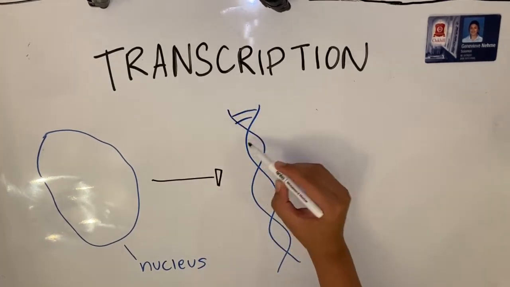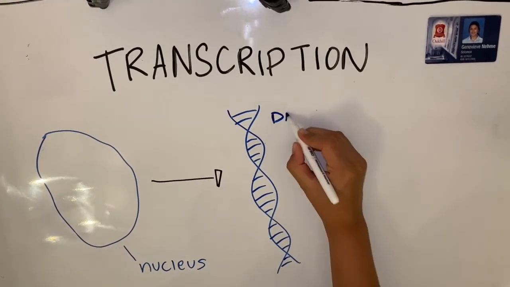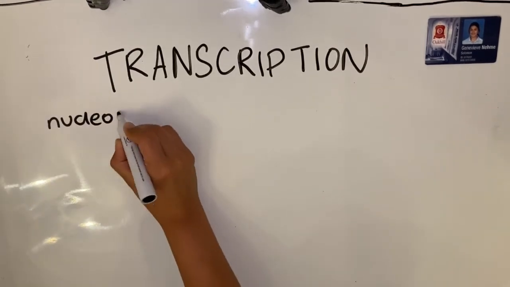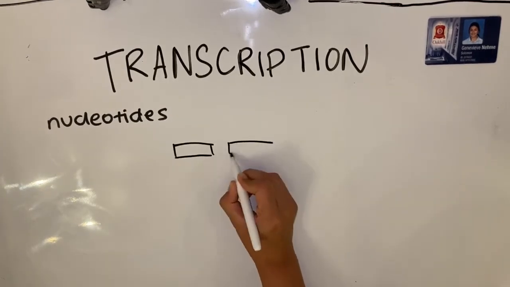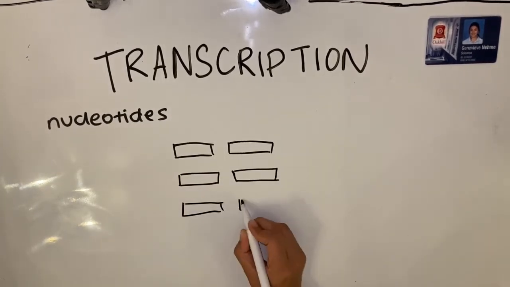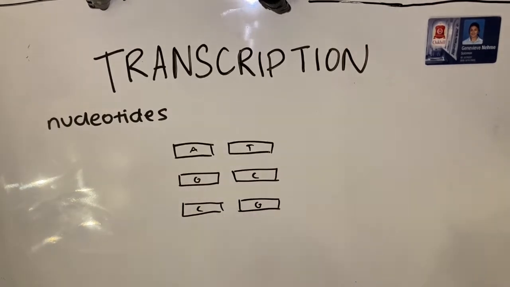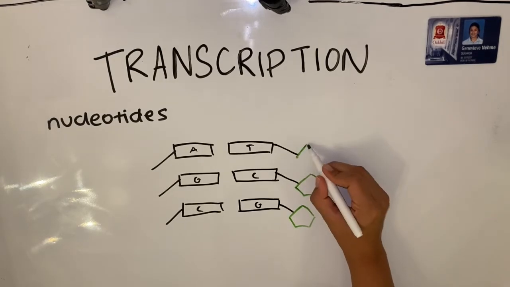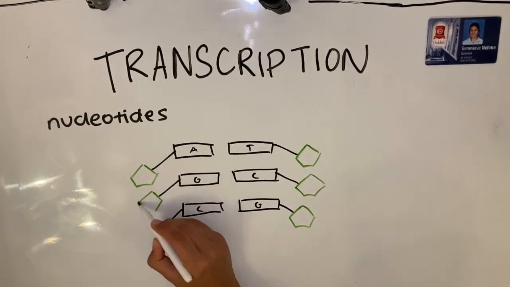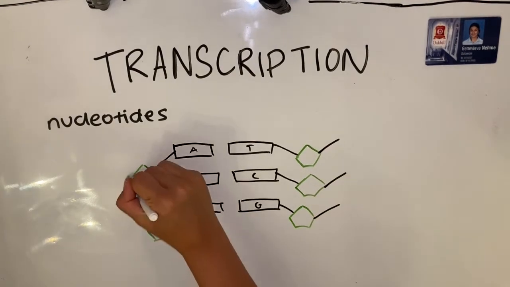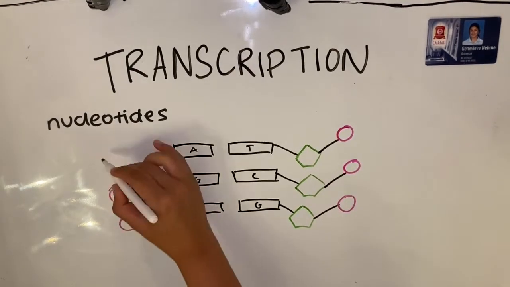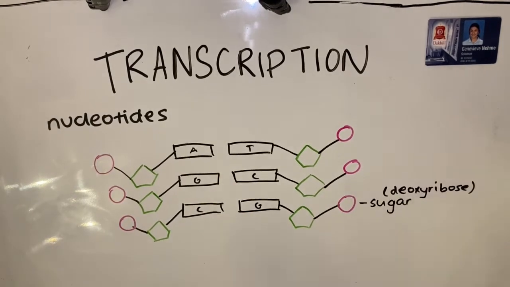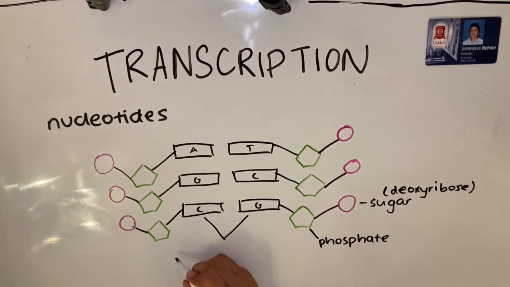Transcription begins in the nucleus, specifically the DNA, or deoxyribonucleic acid. DNA is made up of molecules called nucleotides. These nucleotides are attached together to form two long strands that spiral to create a structure called a double helix. A nucleotide is made up of three parts: deoxyribose sugar, a phosphate, and a nitrogenous base.